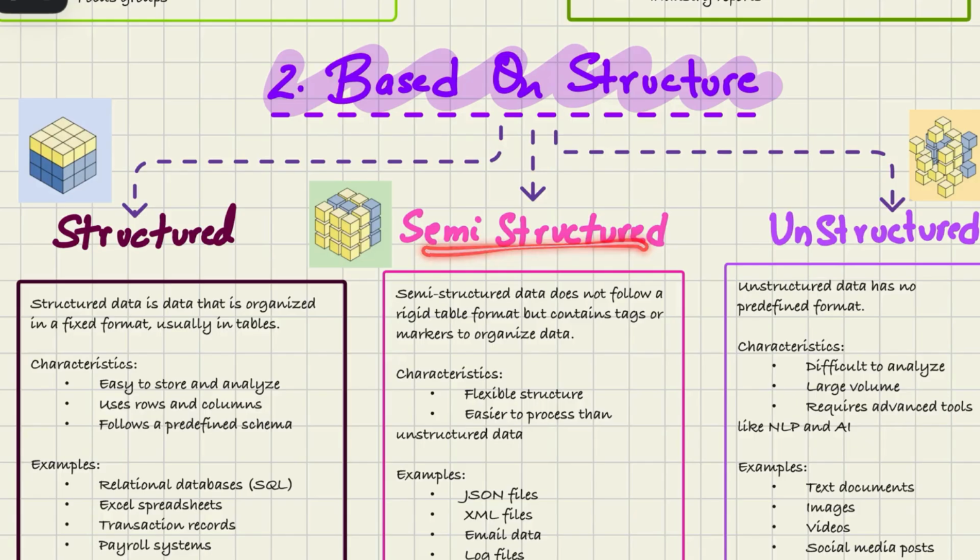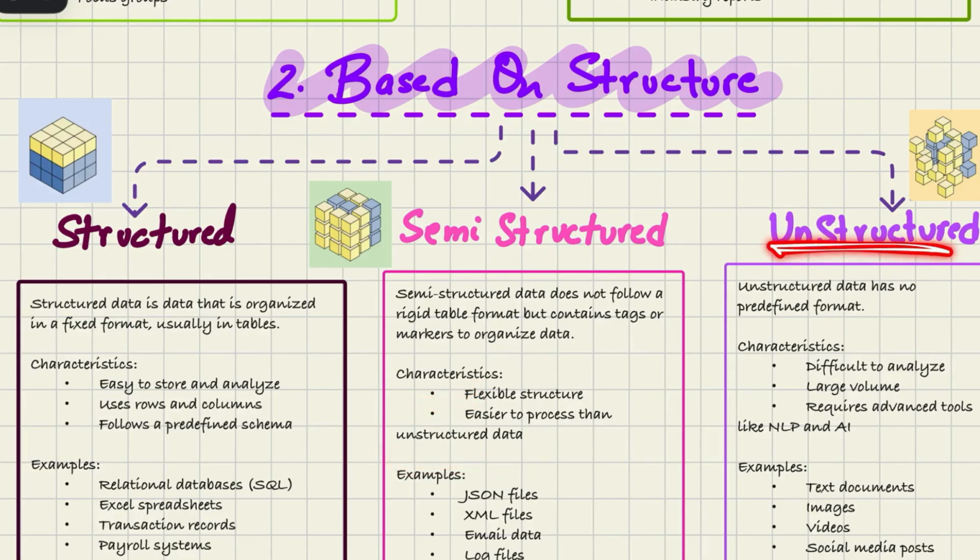Then comes semi-structured data, which doesn't fit into the standard tables, right? It contains tags, markers, and hierarchies to separate the data fields. For example, there are JSON files, XML files, and log files. So these are semi-structured, right? And you see they are flexible and easier to process than unstructured data.